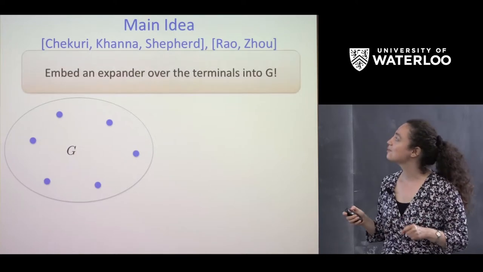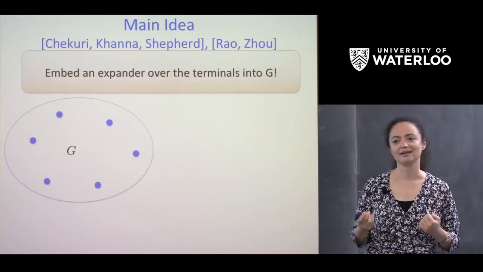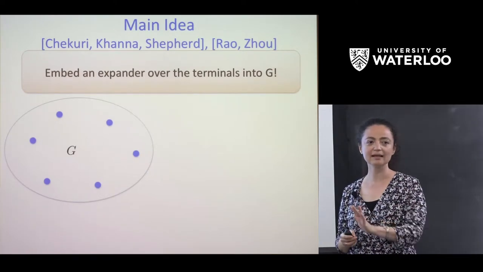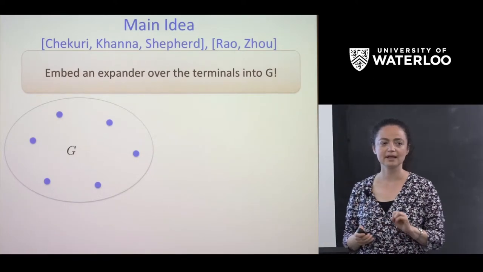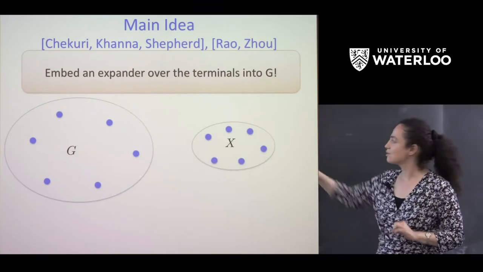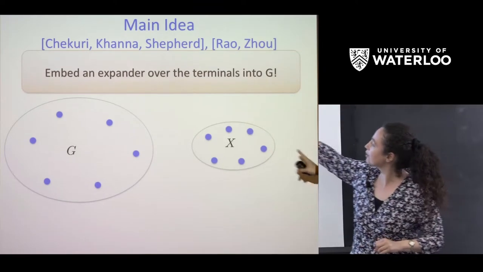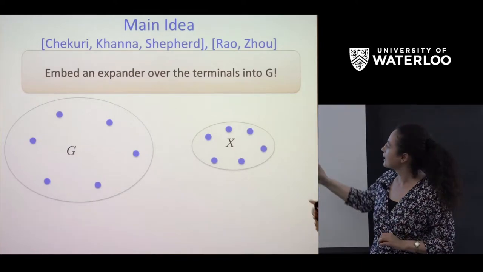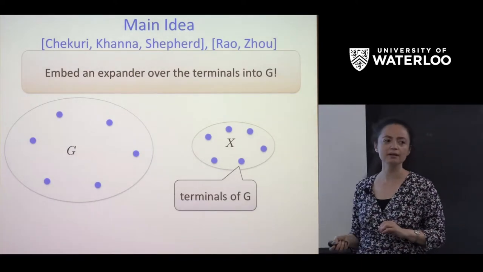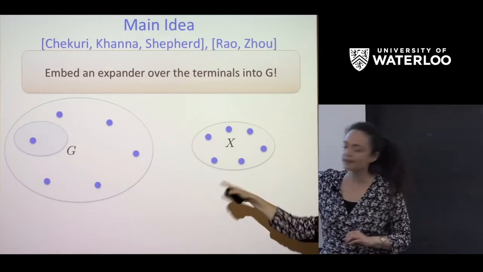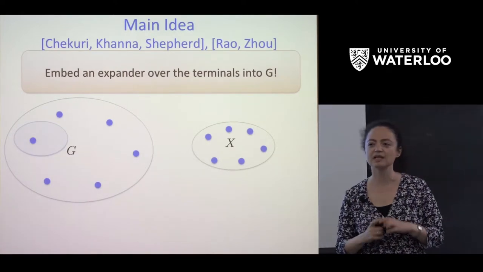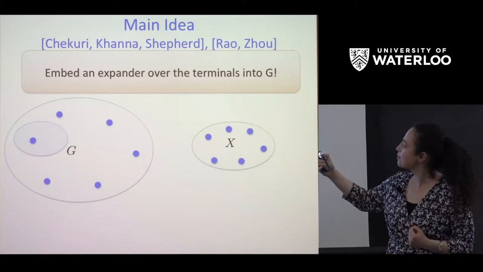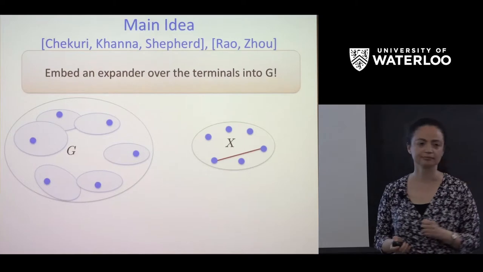So what I want to do is embed an expander that's defined over these terminals or their subset into my graph, and then do the routing in the expander. What does this mean? So I'm going to take an expander. It's defined over terminals or a large enough subset of terminals. And every vertex that's going to be a terminal, I'm going to embed it into something you call a cluster, which is just a connected subgraph of my graph containing that terminal. So this is going to be the embedding of the first one, second one, and so on.